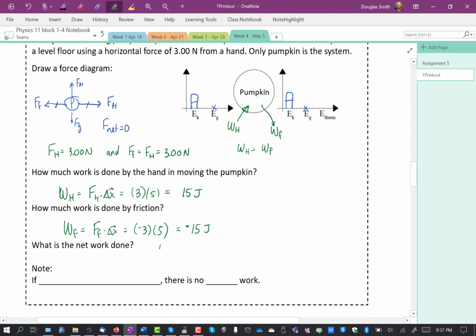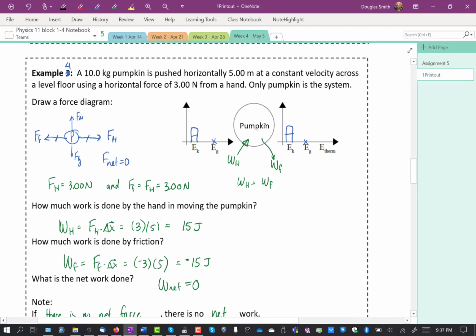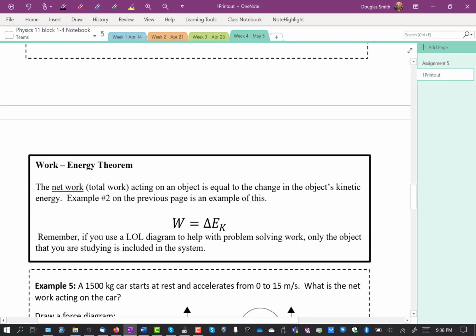What is the net work? 0. These add up to 0. And also, if the F net is 0, that's going to lead to a work net of 0. So if there is no net force, there is no net work. Okay, awesome. Let's go on. Next part, flip the page.